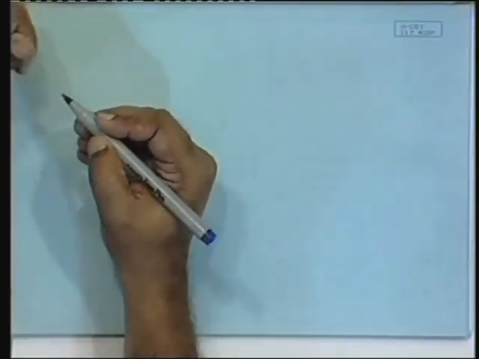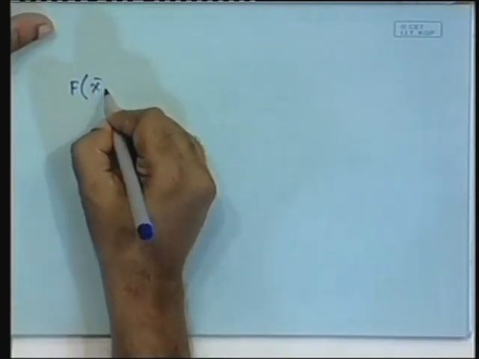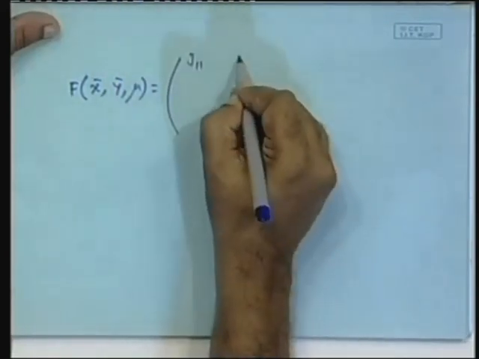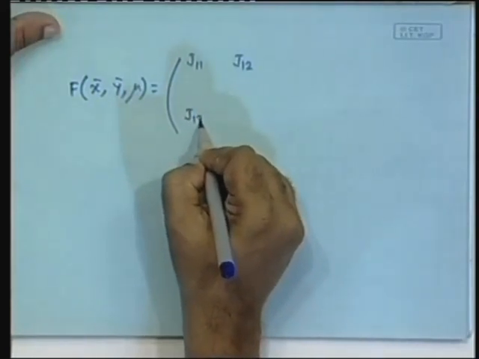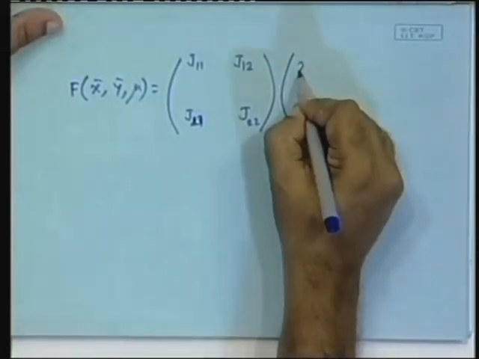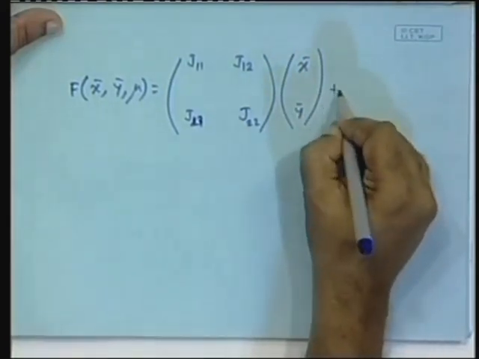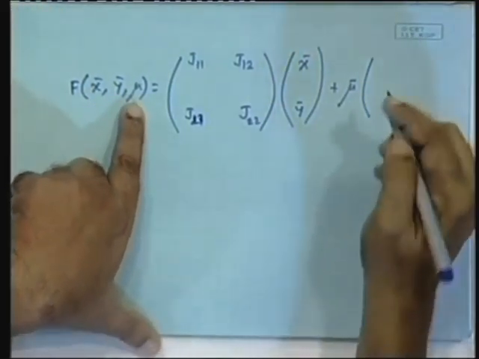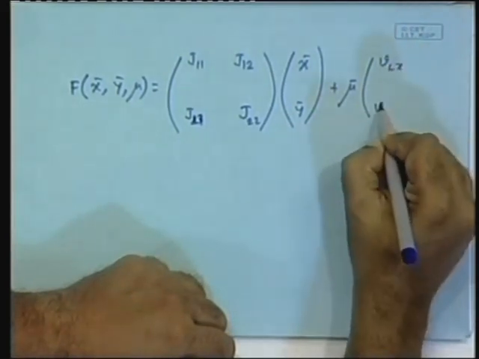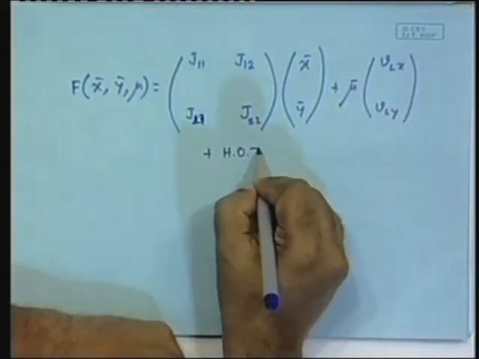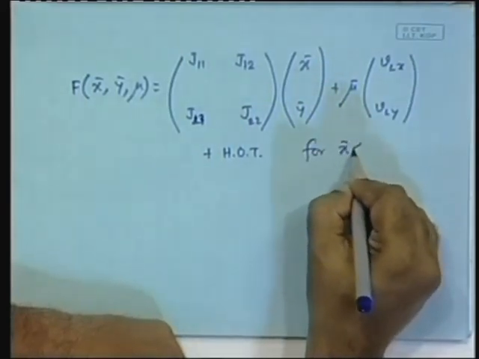As a result, we will say this f of x bar, y bar, mu bar will consist of J11, the Jacobians, J12, J21, and J22, times x bar, y bar, plus mu bar times, here also the partial derivative with respect to mu has to be taken, which will be v_L x and v_L y, plus the higher order terms, for x bar less than 0.